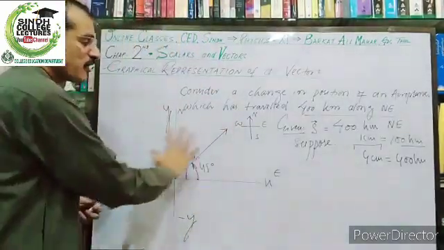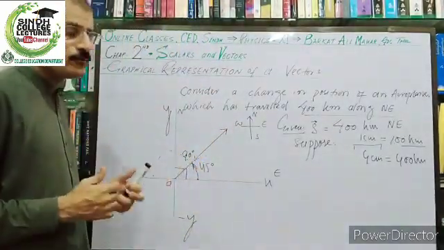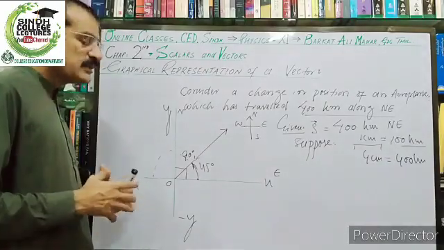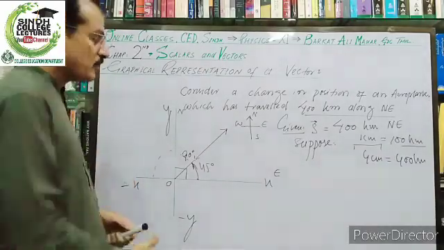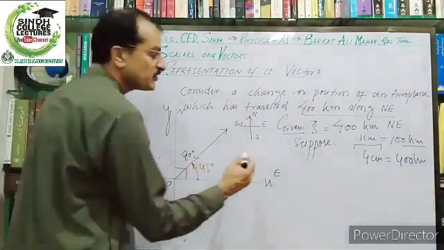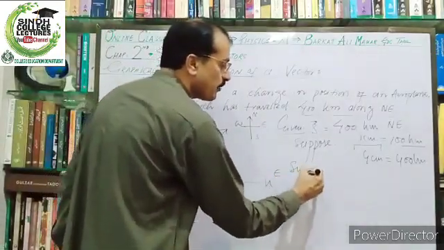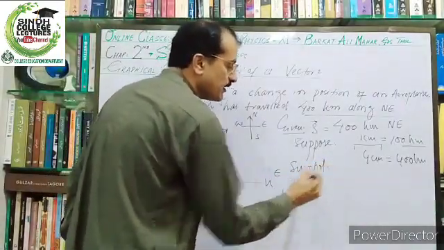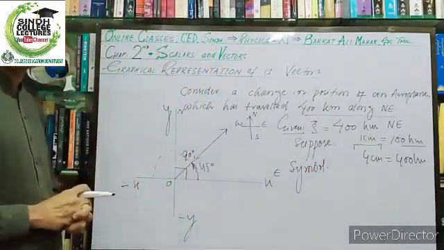Now we have seen how to represent a vector graphically with an arrow, but how do we represent a vector symbolically? This is the graphical representation. Now I am talking about the symbolic way, in symbols, how can we write the vectors.